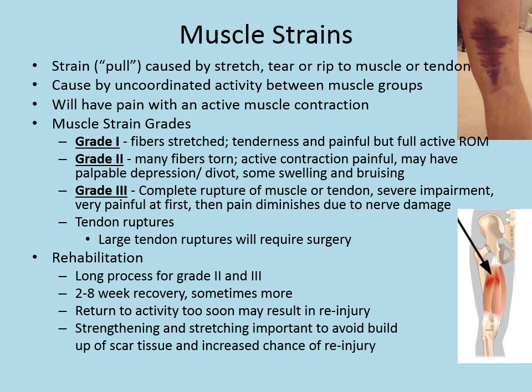As far as rehabilitation for muscle strains, it's a long process for grade 2 and grade 3 strains. At least a 2 to 8 week recovery, I would say. 2 weeks is probably more for a grade 1 or a minor strain. And most of the time, the grade 2 strains take more like 4 to 6, sometimes 8. And a grade 3 I've seen take as long as 12. If the person returns to activity too soon, they may have a re-injury, and that will set them back.